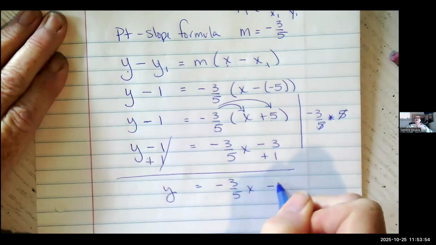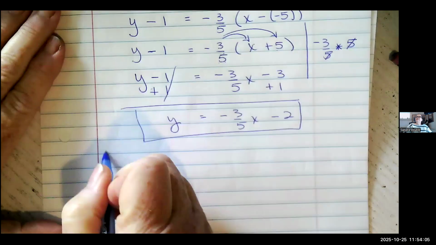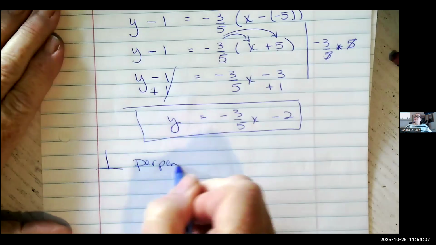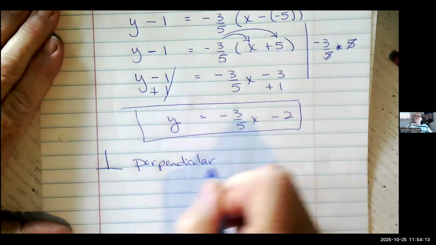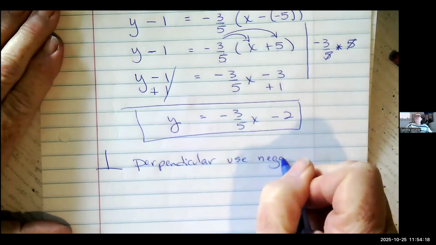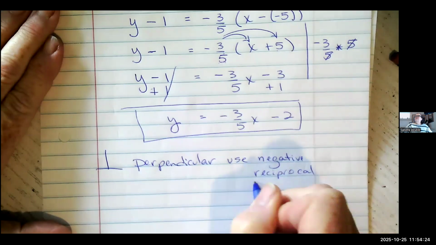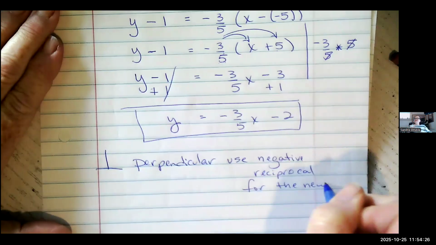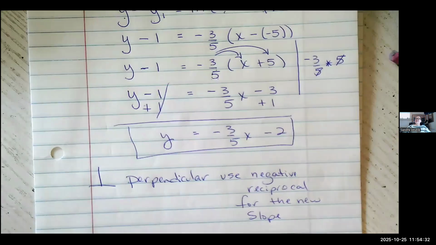Now, this was for a parallel line, and lines that are parallel have to have the same slope. If instead you're looking for a line that's perpendicular to the original, you're going to have to use the negative reciprocal for the new slope. Just to make sure you have that, because you can use the exact same steps I did for finding the lines using the points, but if you don't use the right slope, it's going to be wrong.